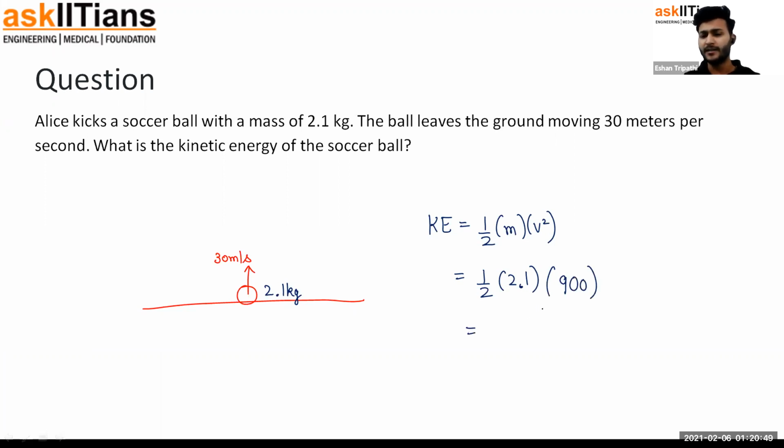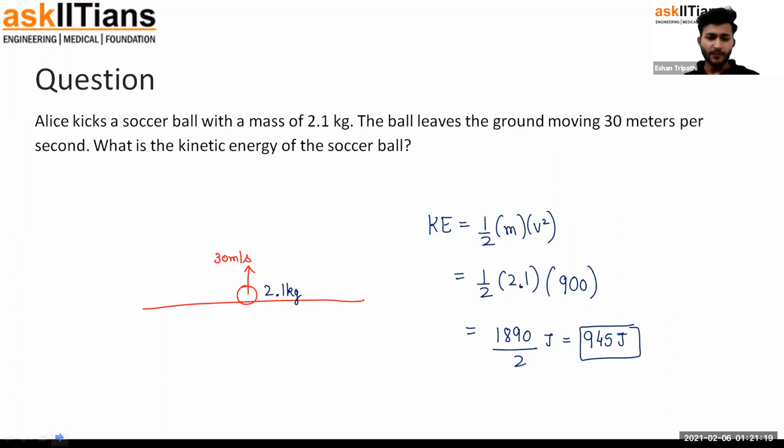So how much is this going to be? 900 divided by 2 times 2.1 joules. No, something wrong. Just a second. No, it's fine. It's 945 joules. That is how much it's going to be. So yeah, it's simple. Nothing great about this.